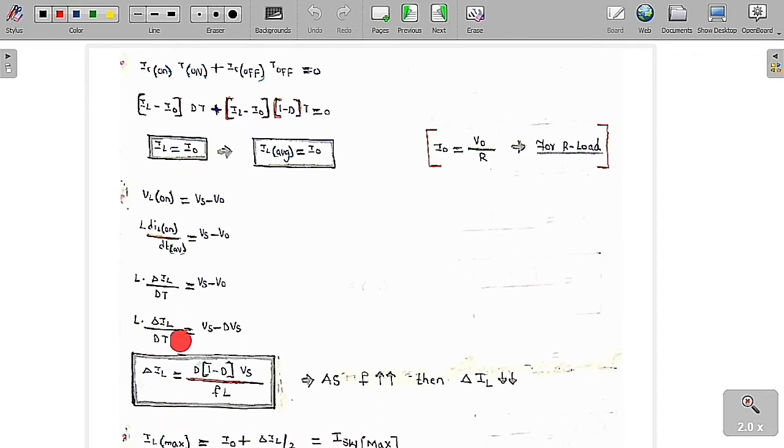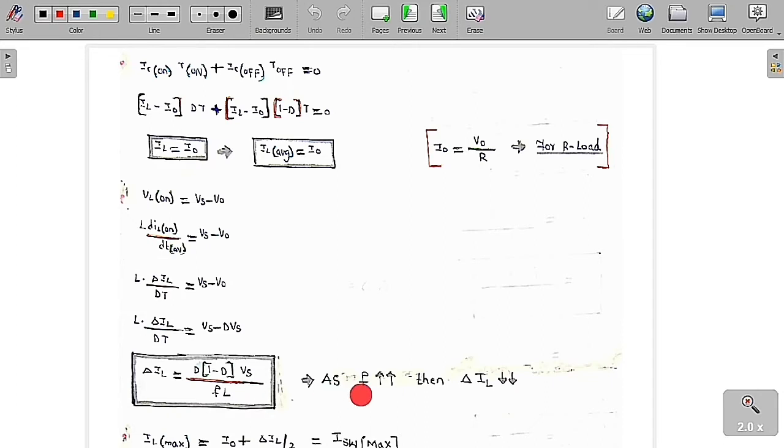So L into delta IL by T on is equal to Vs minus V naught, where V naught is called the average value of the output voltage, which is equal to D into Vs, as we have just got. If you solve this equation, we are going to get delta IL is equal to D into 1 minus D into Vs by F into L. So this is the equation that we have got when the switch is on.